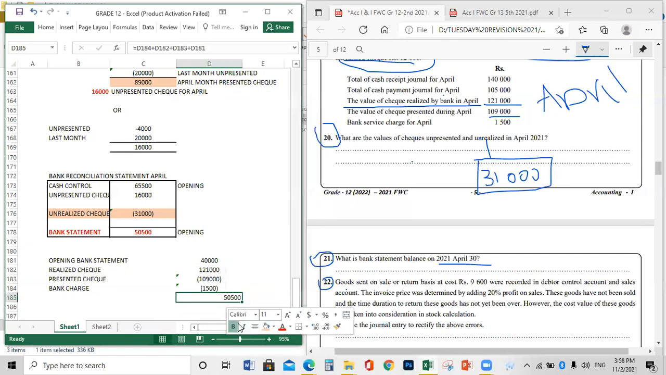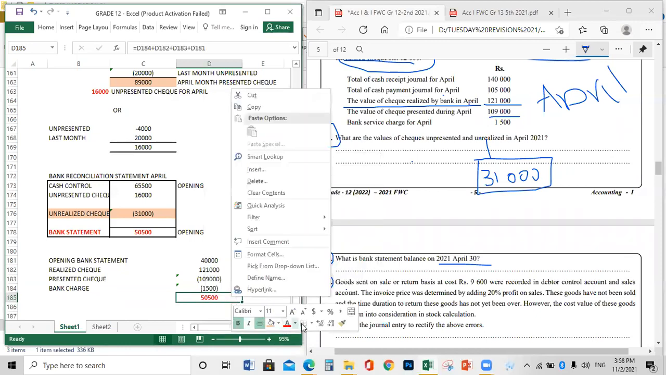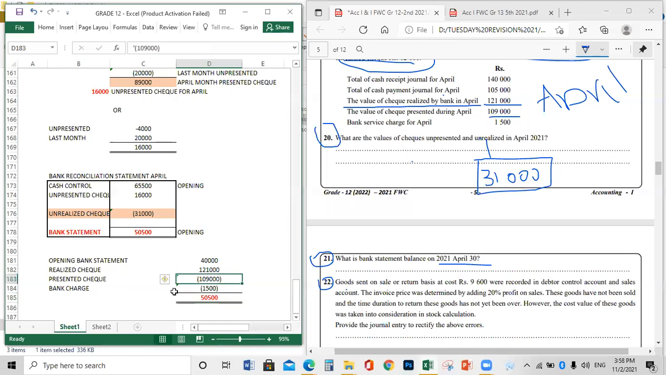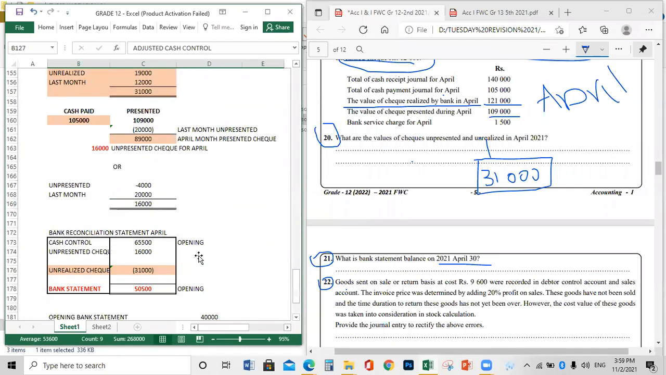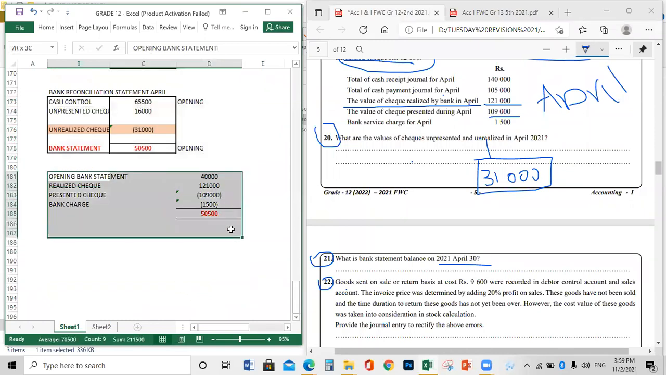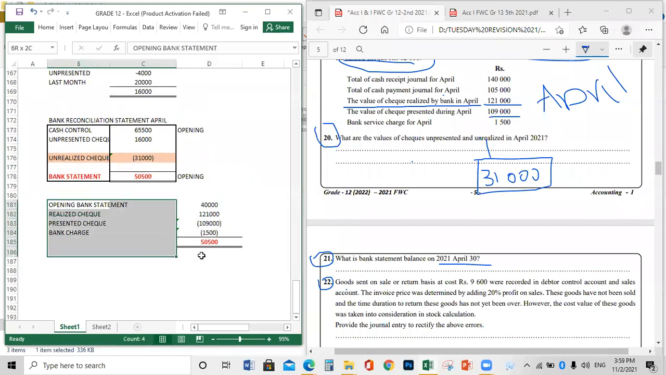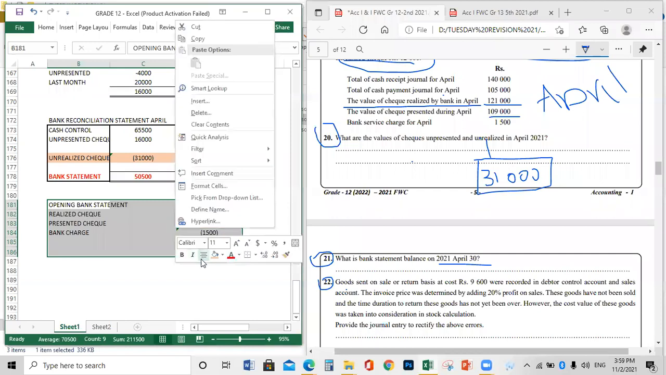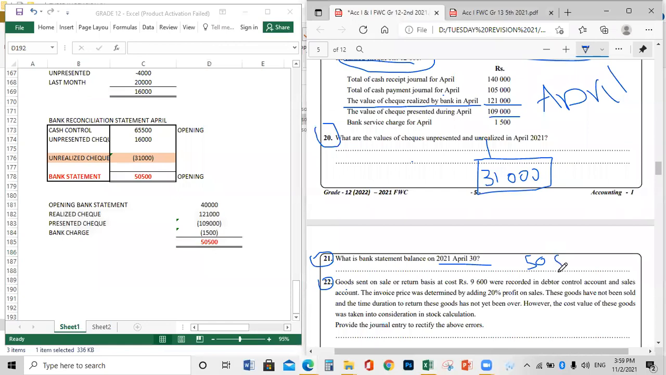Yes. See, guys, both methods are possible. If you ask me which method will save your time, I would tell you the second method. Because if you had done the first method, you should draw the cash control, the adjusted cash control, and the bank reconciliation statement to get this value, 50,500. But if you have the bank statement information and can do this quickly, you will save a lot of time. So the answer is 50,500.